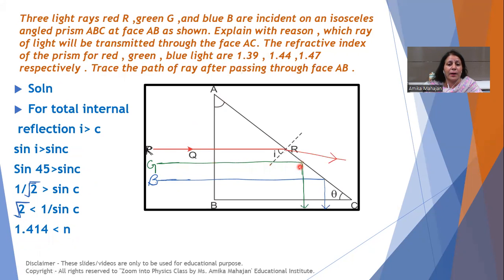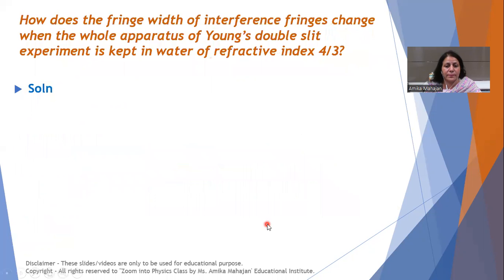So this will be the path of the ray. For green, it will be internally reflected. For blue, it will be internally reflected, but for red, refraction will take place because here i has become less than c in case of red color.